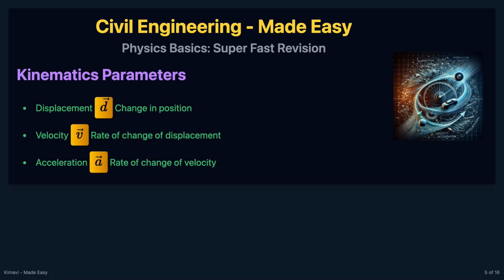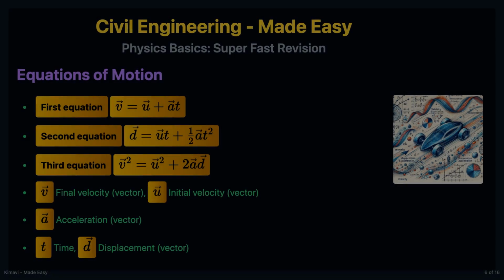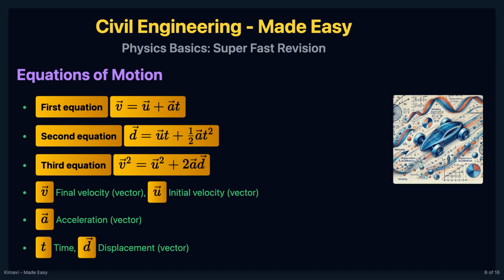Displacement, denoted as vec d, is the change in position of an object. Velocity, denoted as vec v, is the rate of change of displacement with respect to time. Acceleration, denoted as vec a, is the rate of change of velocity with respect to time. Let's go over the three equations of motion that apply when there's constant acceleration.